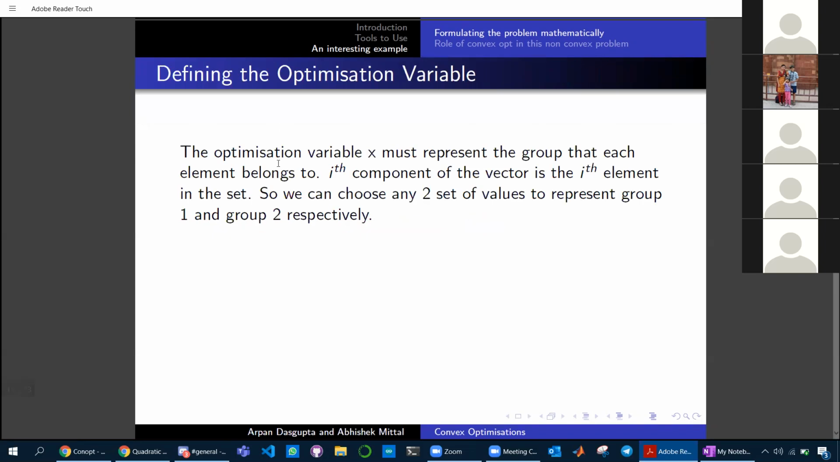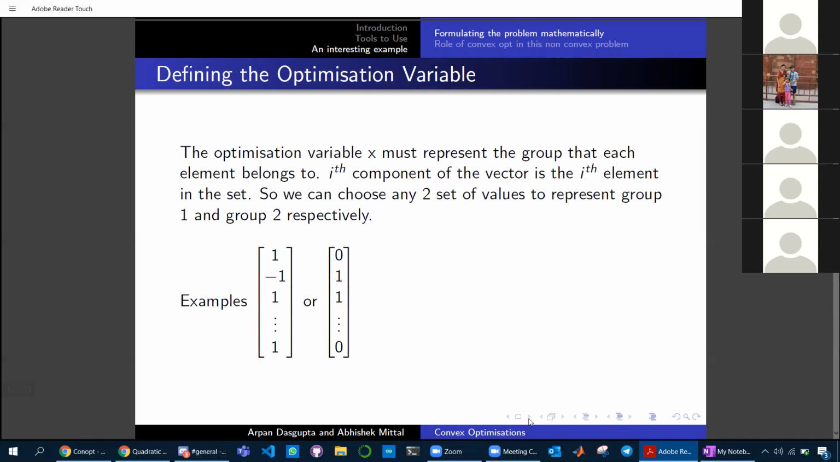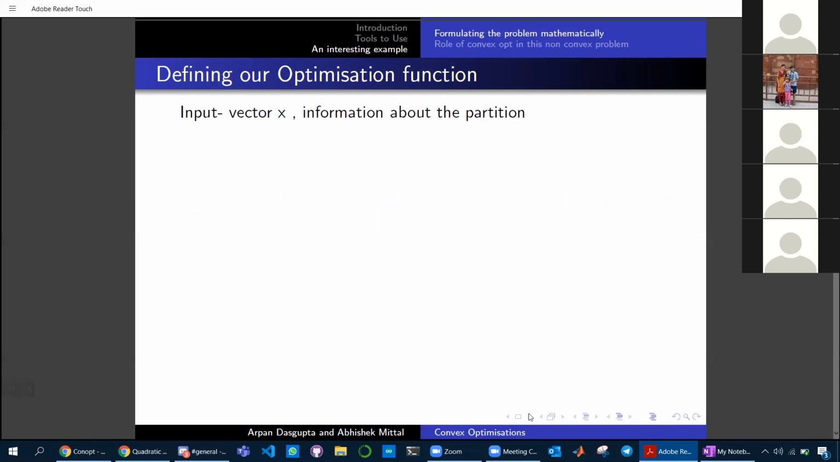So, defining the optimization variable. Our variable x is going to be n-dimensional, representing the n elements present in the set. The ith component of the vector tells us which group the ith element belongs to. We can choose any two values to represent group 1 and group 2. You can either choose -1 and 1, or you could choose 0 and 1. We are going to consider our domain to be the n-dimensional real space. Now let's go to defining our objective function.